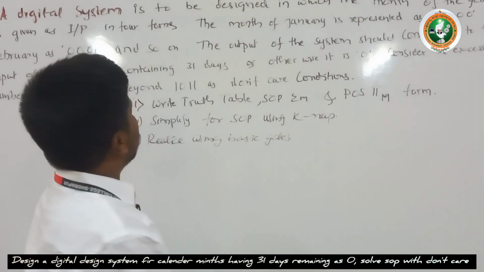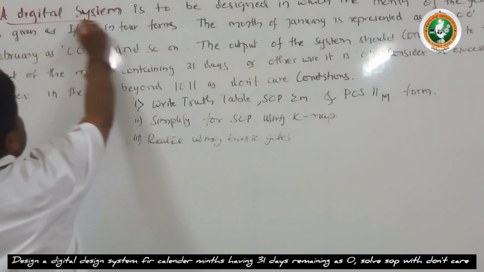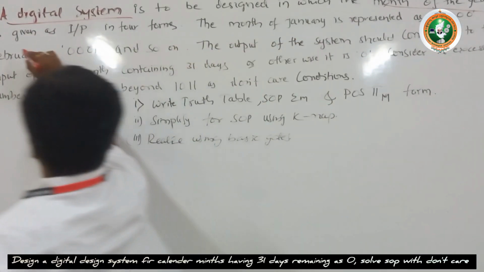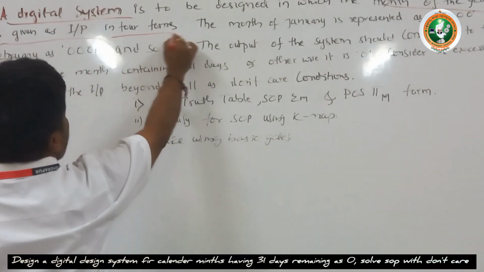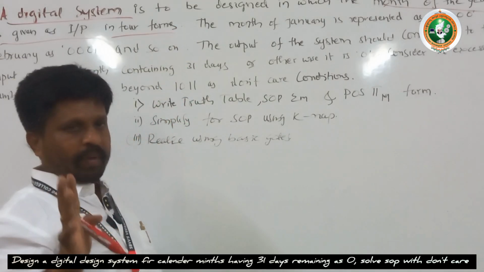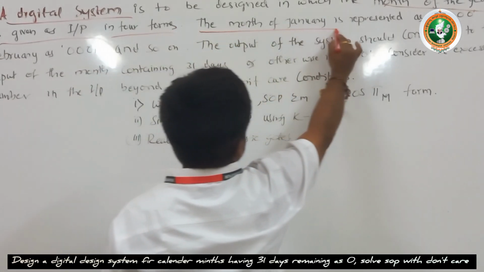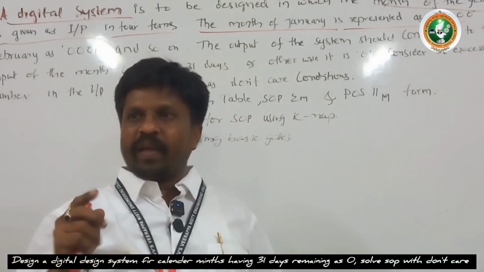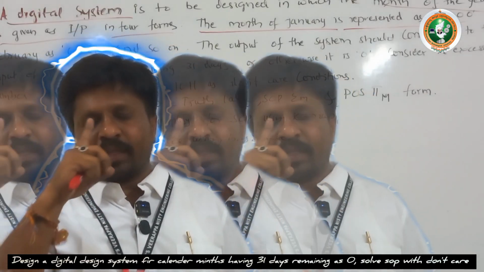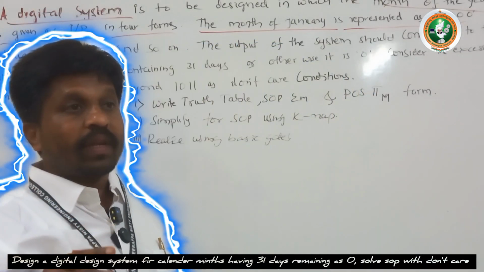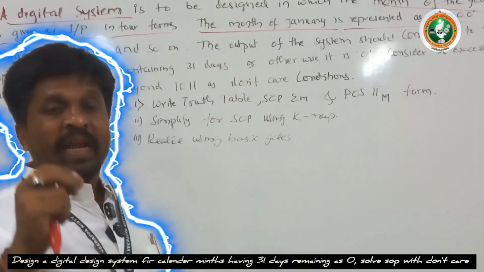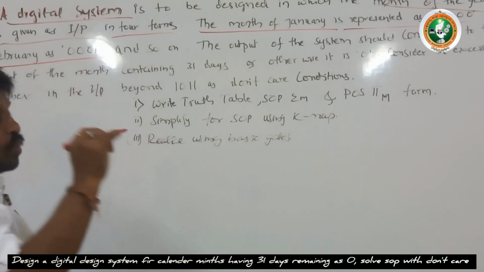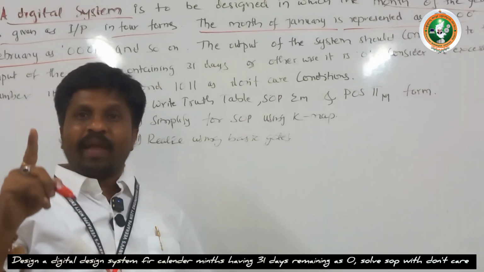The digital system to be designed takes the month of the year as input, in 4-bit form. The month of January is represented as 0000, which is decimal 0. Next, February is considered as 0001, which is the decimal value 1.